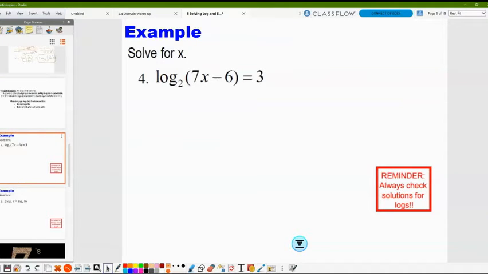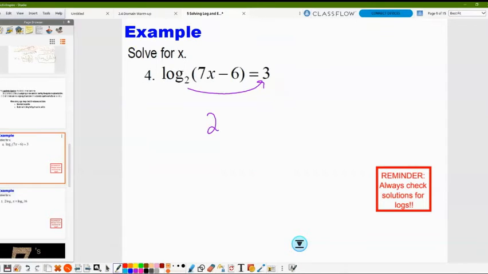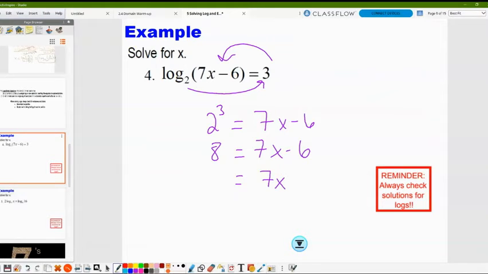So on this first one, we've got log base 2 of 7x minus 6 equals 3. And I'm just going to rewrite this in exponential form. That just means 2 raised to the third power equals 7x minus 6. Well, 2 cubed is 8. So now this is just a simple equation like from Algebra 1. So we've got 7x. I'm going to add 6 to both sides. That gives me 14. Divide both sides by 7, and we get x equals 2.